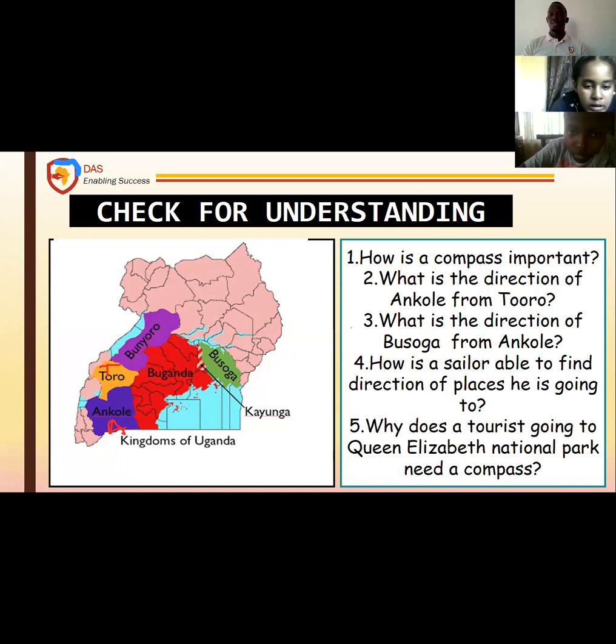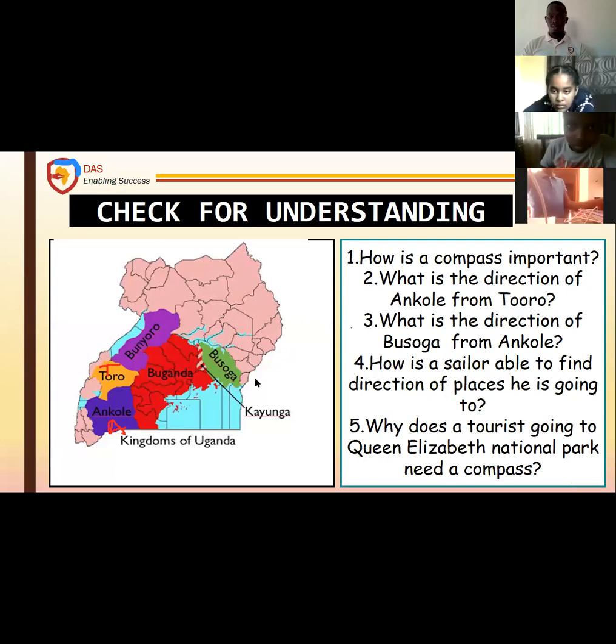Answers have started coming in. Hope it is from Sandra. It's not from Sandra, unfortunately. Yes, now that is wrong. Nakamate, that is wrong. We want the direction of Busoga. We want to know where Busoga is found if we are at Ankole. What's the direction of Busoga from Ankole?